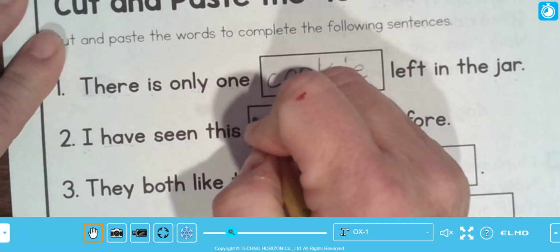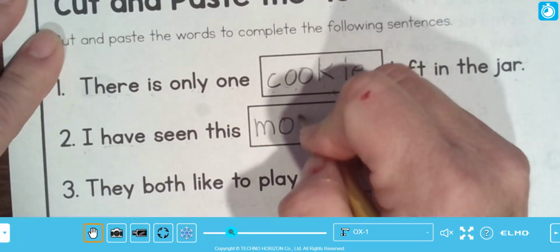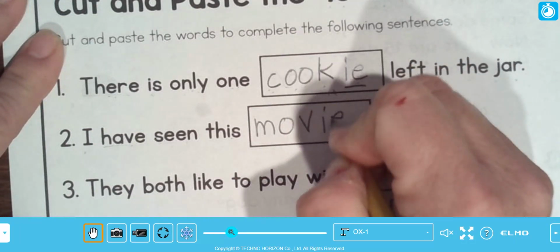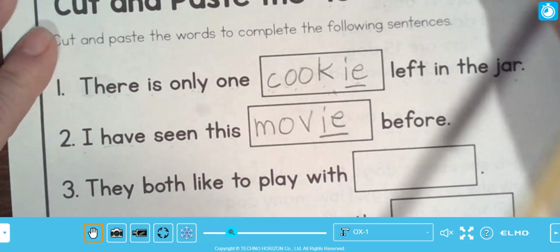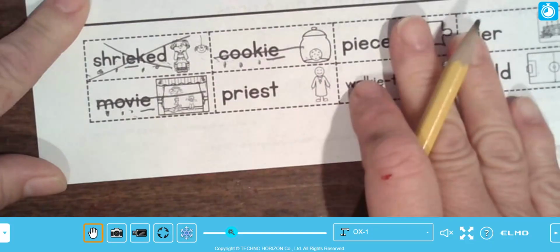So, M, oo, V, and then E. Go ahead and write down movie. Okay, let's go over here and cross off the word movie. Okay.